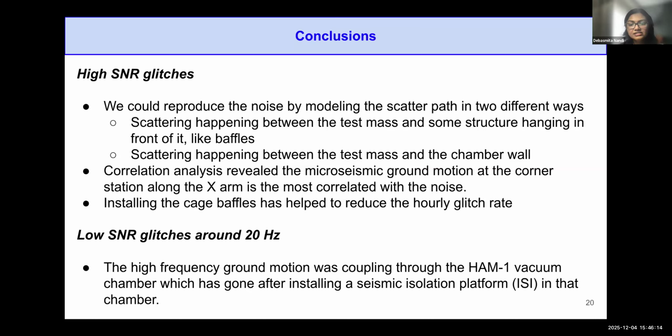And for the low SNR glitches, we knew that there was some noise coupling going on through the HAM1 vacuum chamber at the corner station. And after installing a seismic isolation platform in that vacuum chamber, this noise has gone now.